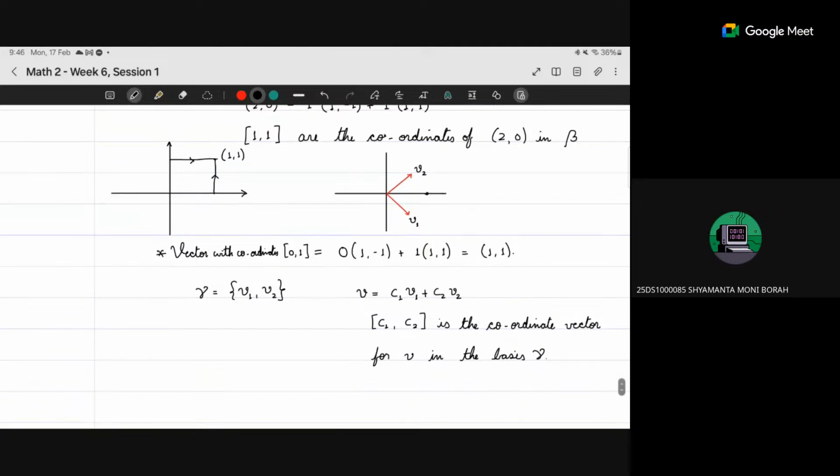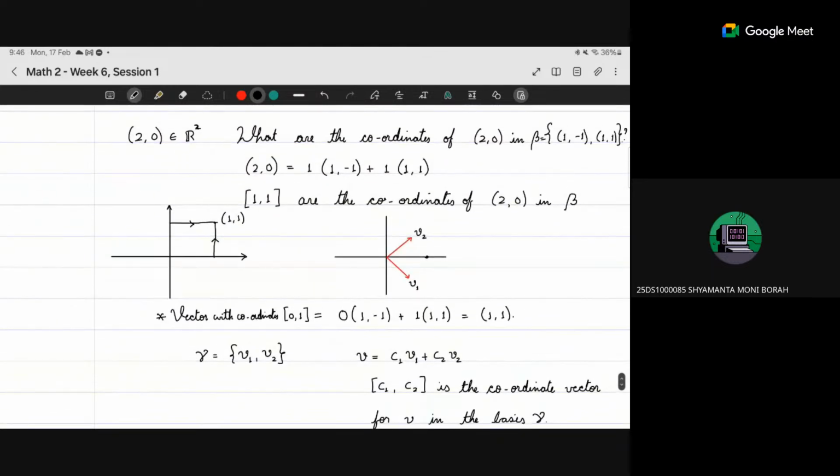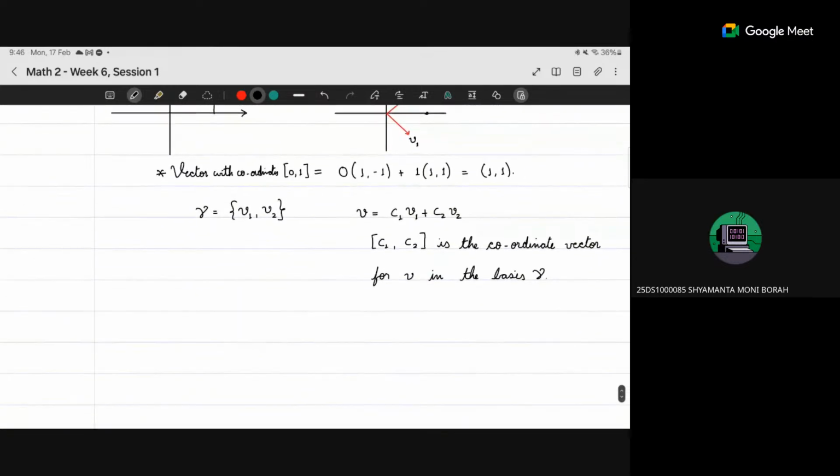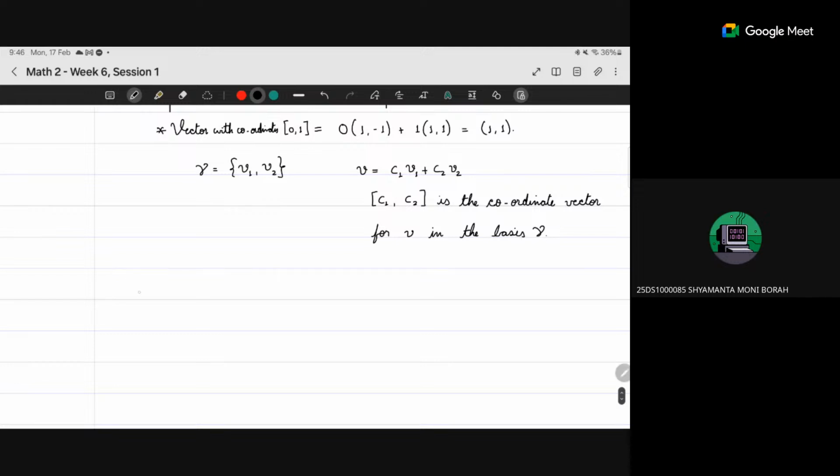Just to summarize and move on. When you are given a basis, in general in a vector space V, suppose v1, v2, ..., vn, this one let me call it beta, is a basis.